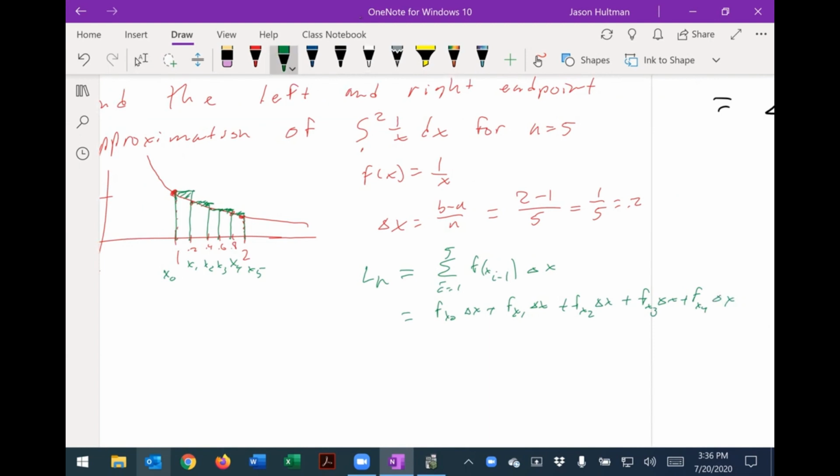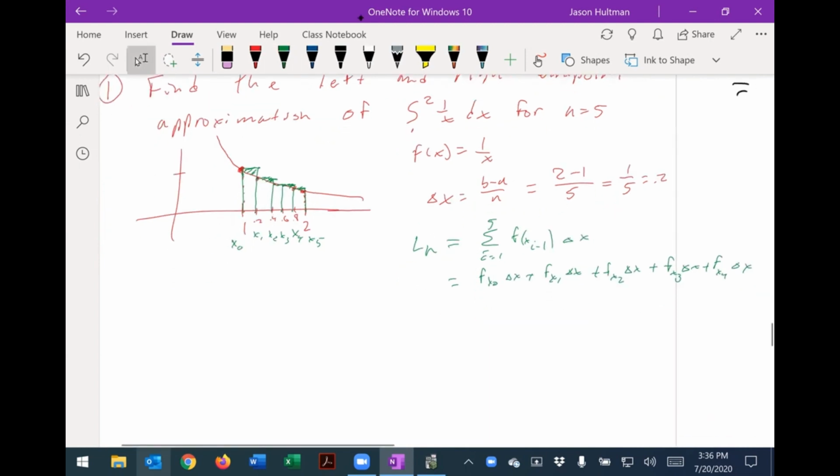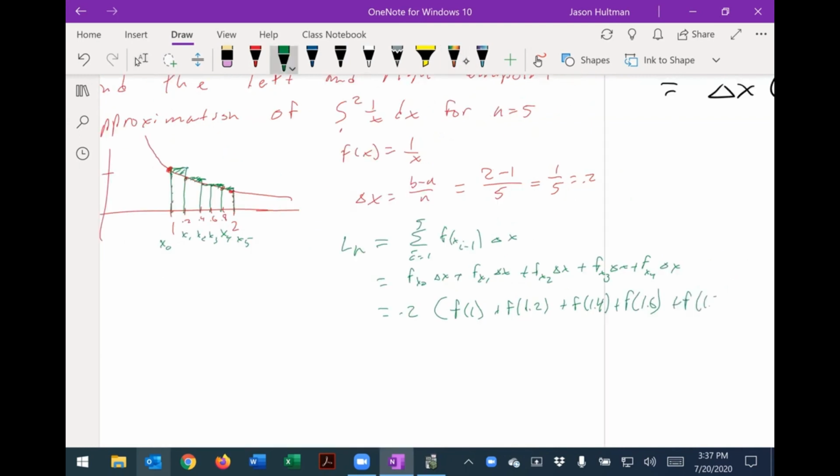So I already know what my delta x is. My delta x is 0.2, so I can factor that out. But what I don't know is my f of x sub 0, f of x sub 1, f of x sub 2. So I'm just going to write it like this. This is f of 1, because x sub 0 is 1. What's x sub 1? Isn't that just f of 1.2? Isn't that just the height of the function at 1.2? Sure, absolutely. Plus f of 1.4 plus f of 1.6 plus f of 1.8.